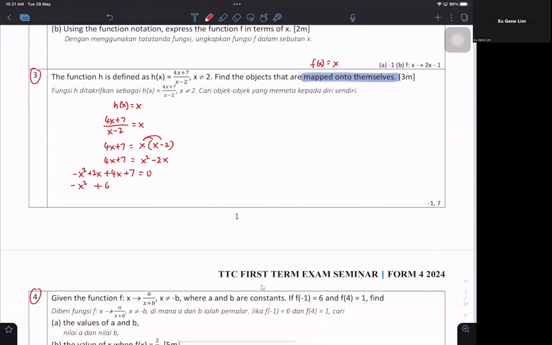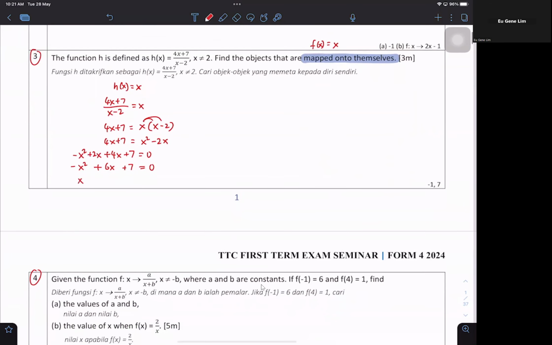2x plus 4x is 6x. Then you change the negative to positive. Negative becomes positive, positive becomes negative. Make the first one positive first, then only you press the calculator. Okay, so you press the calculator.